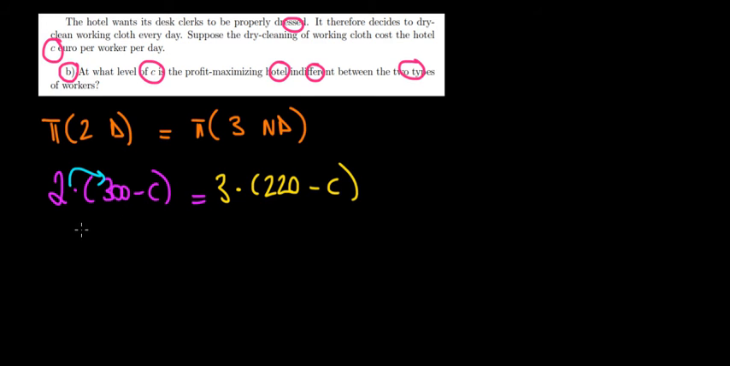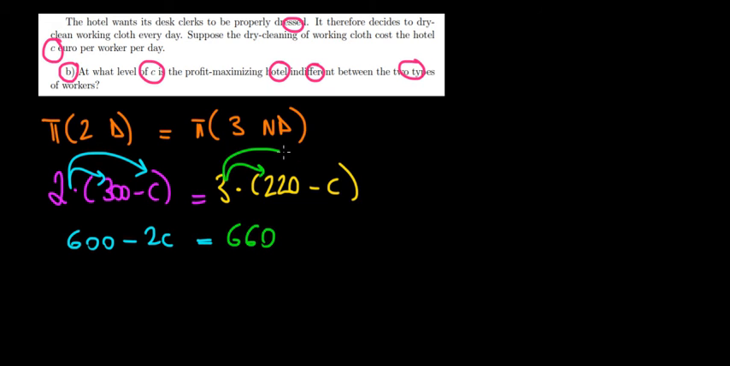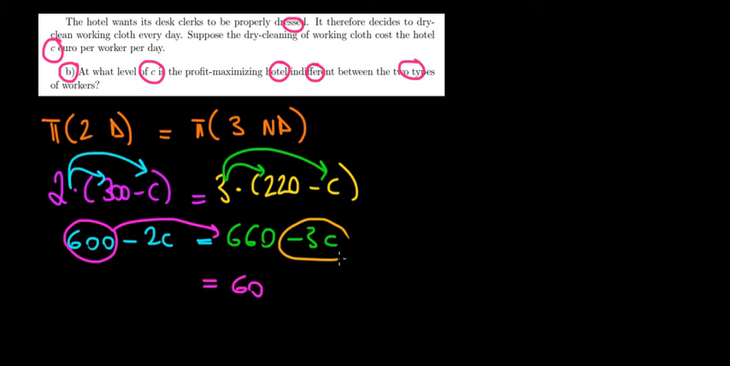Now it's a matter of math of opening the brackets and finding out that cost. So 2 times 300 is 600, minus 2 times C is just 2C, is equal to, and on the other side we do the same, 3 times 220 is equal to 660, and 3 times minus C is minus 3C. Let's take the numbers on one side and the cost on the other side. So we will have 660 minus 600 is going to be 60. And on the other side, we are left with minus 2C plus 3C, so that's going to give us just 1C.